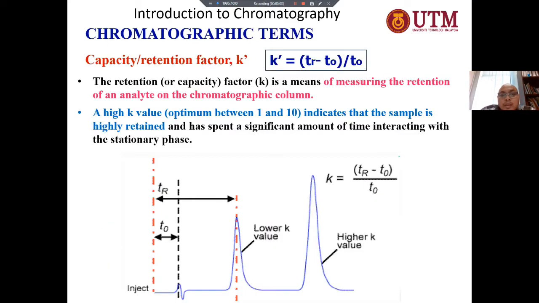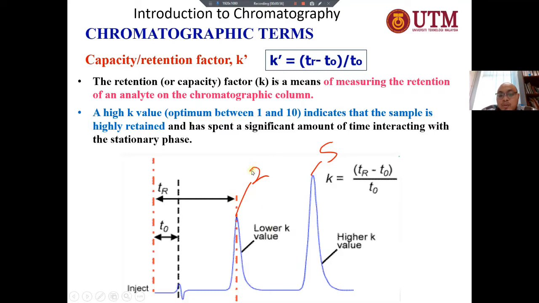The next term we will learn about is the capacity factor. K, or capacity factor, is a means of measuring the retention of an analyte on the chromatographic column. A high K value indicates that the sample is highly retained. For example, maybe the K value is 2, maybe here it is 5. When the retention time becomes much longer, for example 5, it means that the retentivity of the analyte is much stronger compared to the one with the lower K value.